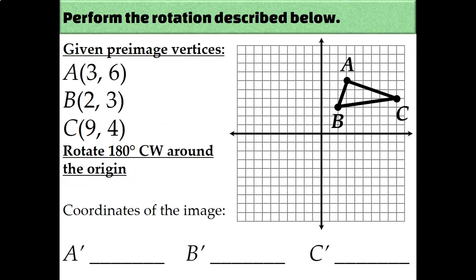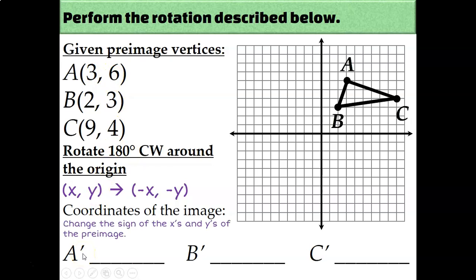Let's take a look at an example. We're going to rotate triangle ABC 180 degrees clockwise around the origin, which, by the way, for 180 degrees, you don't really have to say clockwise or counterclockwise because it would be the same thing either way. The rule for rotating 180 degrees in either direction is to change (x, y) into (negative x, negative y). So since A was the point (3, 6), A prime is going to be the point (negative 3, negative 6). All I did was change the sign of the x and the y. B would become the point (negative 2, negative 3), and C would become the point (negative 9, negative 4).